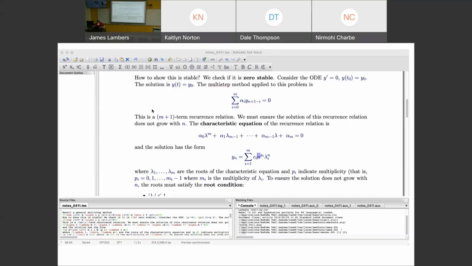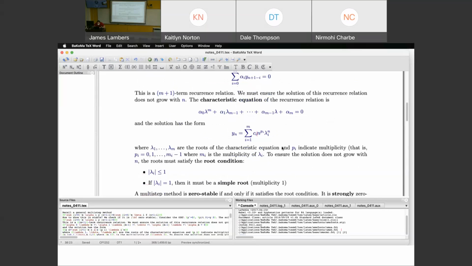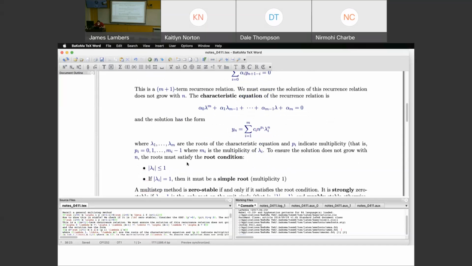All right. So how can we ensure that? Well, that depends on the roots. If the roots are less than or equal to 1 in absolute value, and for any roots that have absolute value equal to 1, keep in mind these roots could be complex, so we're not talking about just plus or minus 1, then it must be a simple root. It cannot be a repeated root.